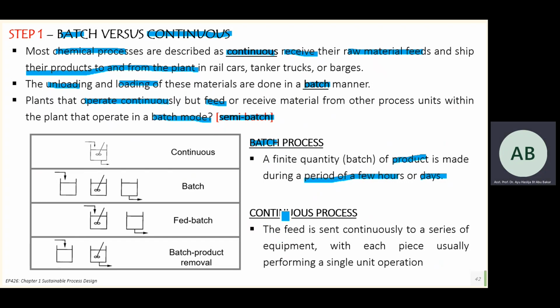Continuous process. Feed is sent continuously to a series of equipment, usually performed in single unit op. Continuous means the feed keeps on flowing and output also keeps on flowing. Batch, feed in, then you need to stop the feed in for a few hours for the reaction to occur, then only you release the product. That is batch.